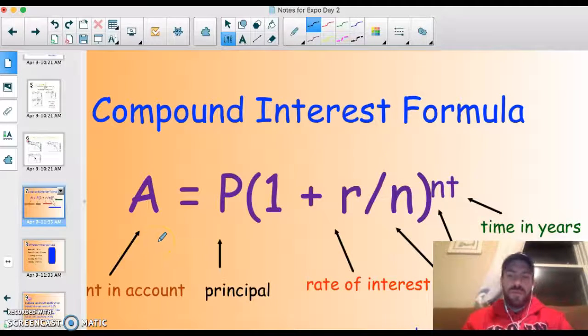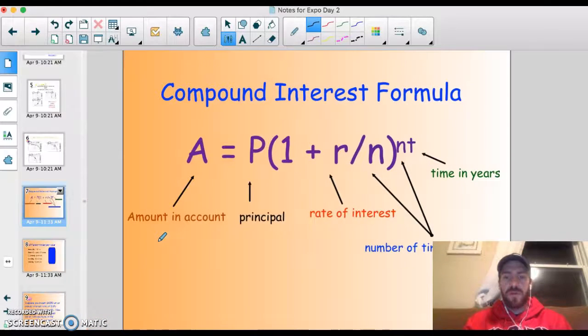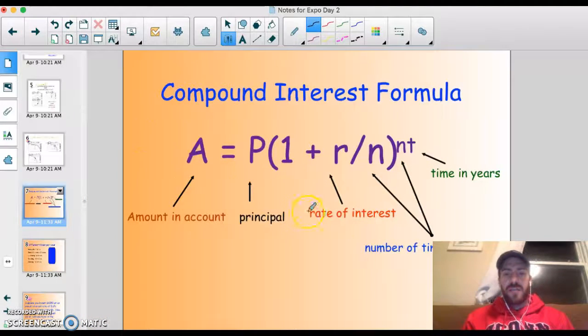Here's the formula. You're definitely going to have to pause it here because I'm going to move through that quickly because I want to get to some examples. But you should also label all these. So this is the amount in the account. This is our principal or our initial, what we're starting with, what we're investing.